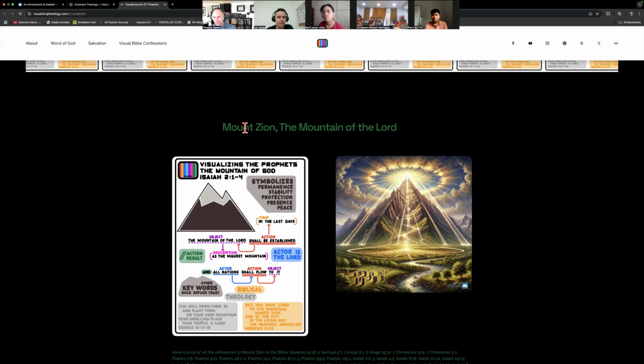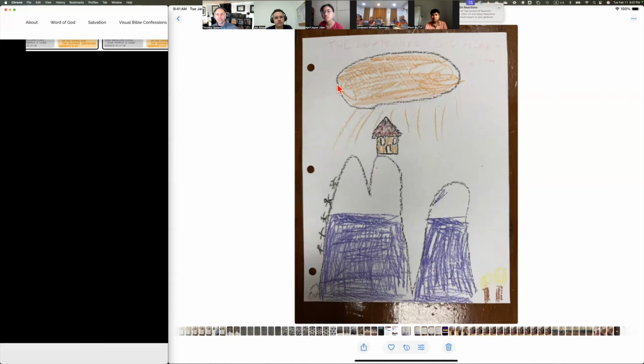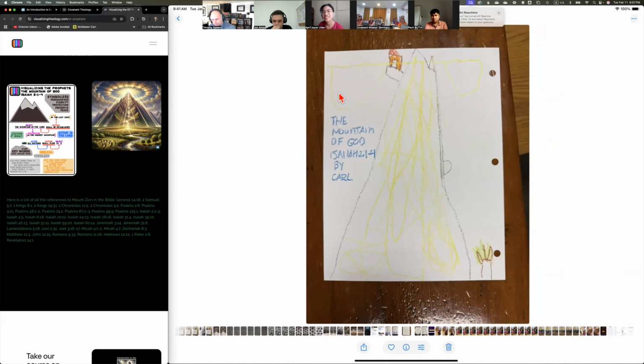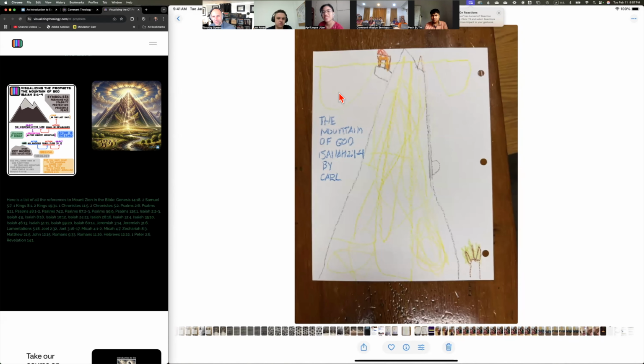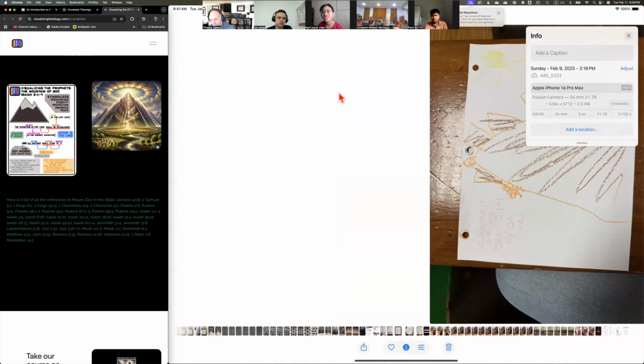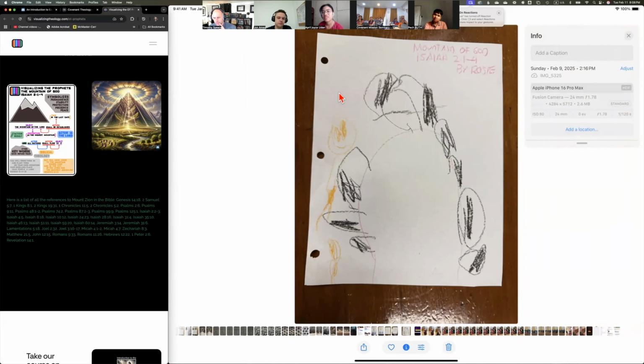We talked about the Mountain of God, and then I had the kids each draw pictures of the Mountain of God. So here's one person's picture. You've got the cloud, you've got the people going up the mountain, right? We're going to go to the mountain. All the nations will flow to the mountain of God. This is another, there's the same one. There's another one. The house of God is in the mountain, which is also in Isaiah. This is my one daughter, and here's my other daughter's image.